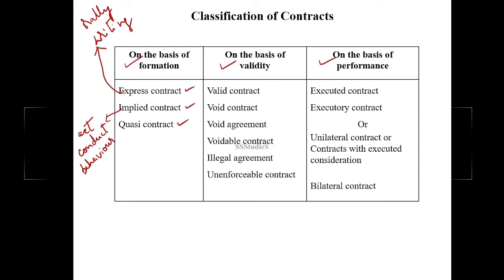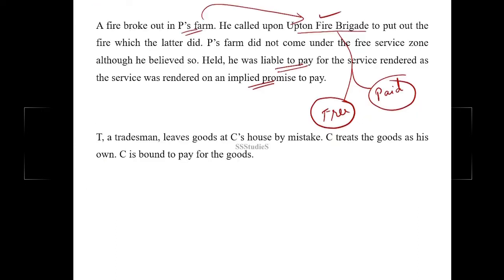Next, coming to quasi contract. Strictly speaking, a quasi contract is not a contract at all. Taking the second example over here, T, a tradesman, leaves goods at C's house by mistake, and C treats the goods as his own and uses the goods. In this case, C is bound to pay for the goods because they do not belong to him, they belong to T. There was no contract as such, but C has used the goods. As such, he is required to pay for the goods.